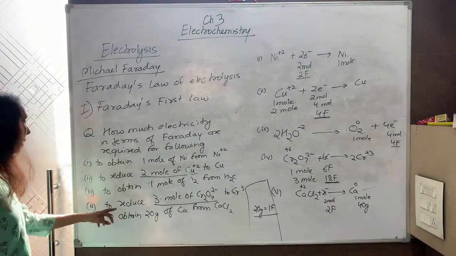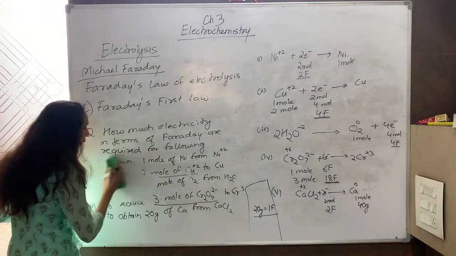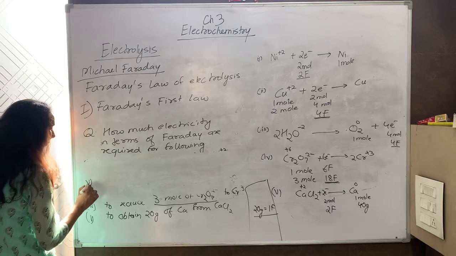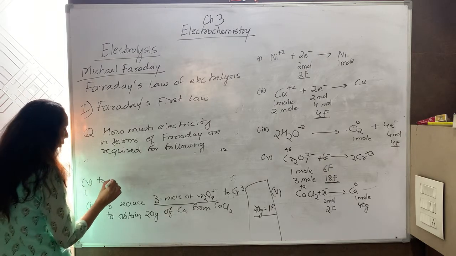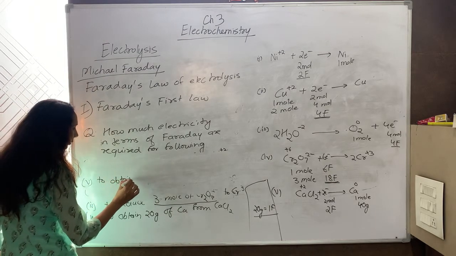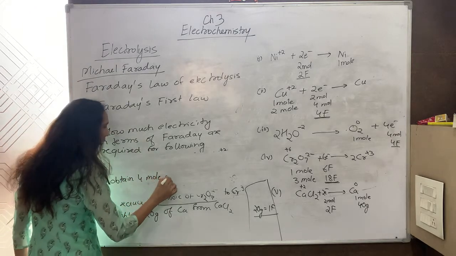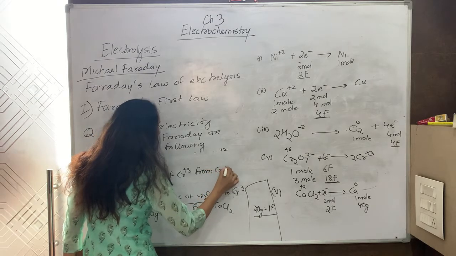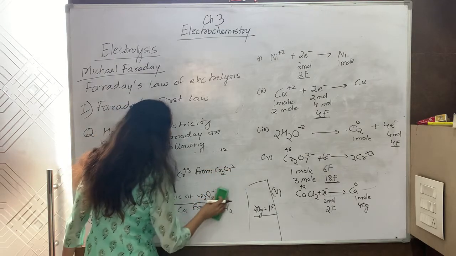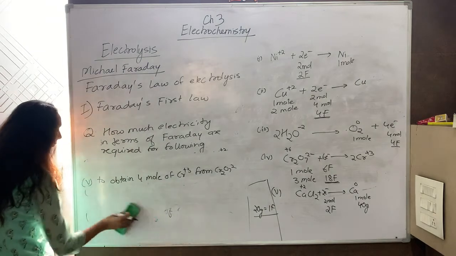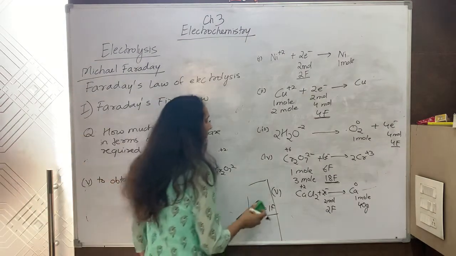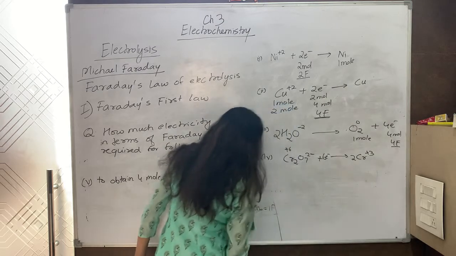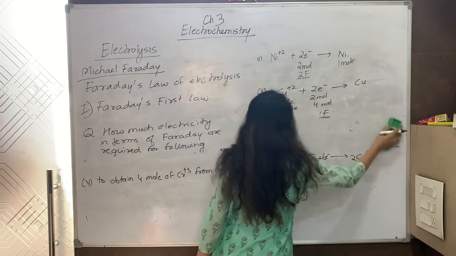Now one more question. I want to keep this fourth question, I change a little bit so that you know a difference. I say, to obtain 4 mole of Cr plus 3 from Cr2O7 2 negative. Just see, I just changed a little bit. I know that the equation will remain same. Just see, fourth part you have copied it. Equation will remain same.